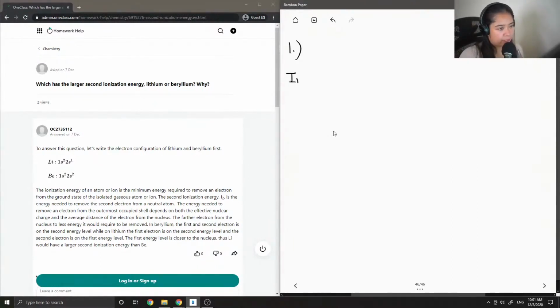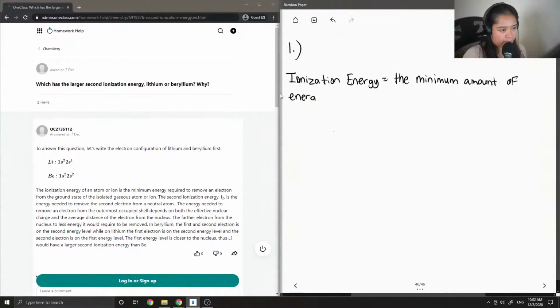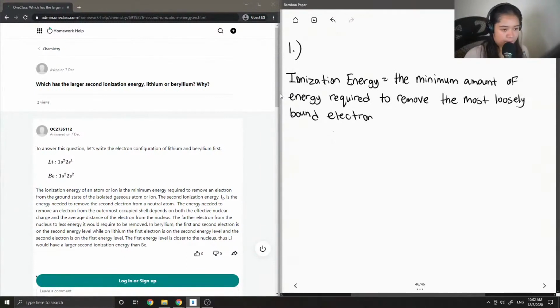Okay, so let's recall what ionization energy means. This is the minimum amount of energy that is required to remove the most loosely bound electron of an atom or molecule.